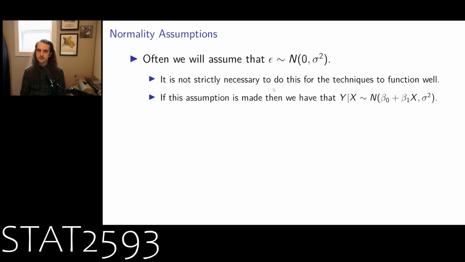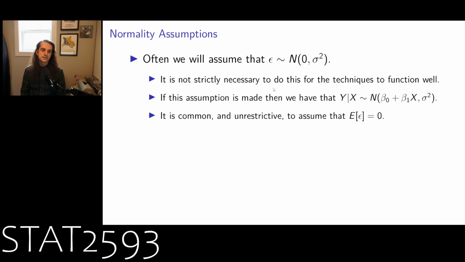If the assumption is made, then what we know is that if we were given our value of x, y is going to follow a normal distribution with mean beta 0 plus beta 1 times x, which is what we just saw. And because epsilon is going to be assumed to be independent of everything else, the variance is just going to be sigma squared.